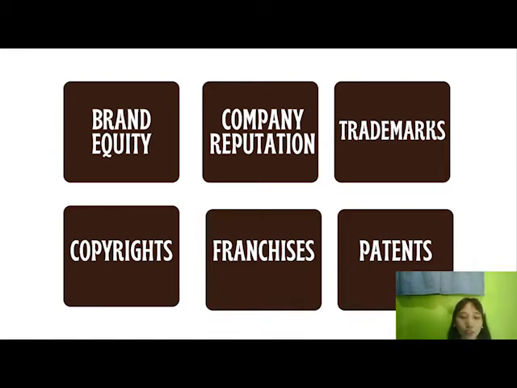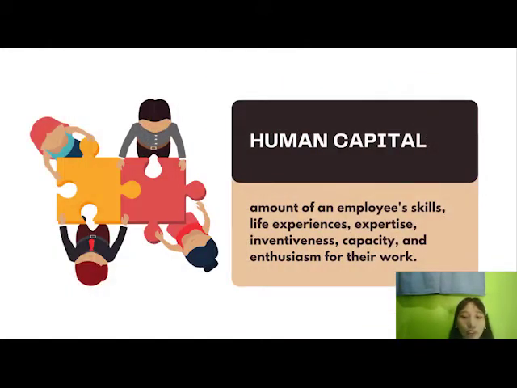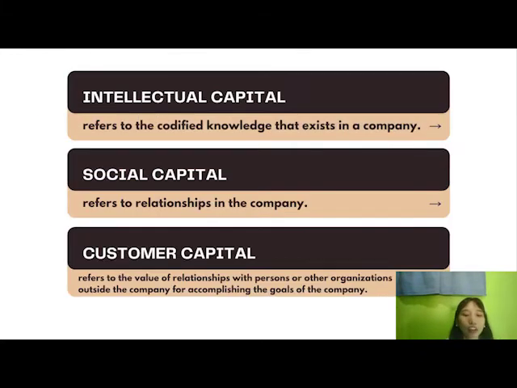When we say human capital, we're talking about the amount of an employee's skills, life experiences, expertise, inventiveness, capacity, and enthusiasm for their work. On the other hand, the intellectual capital is characterized as the value of a company's employee knowledge along with their skills and expertise. It also includes the informational resources of companies. By means of conducting training programs, a company can increase their intellectual capital. Although there is no standard method to measure it, it is an extremely valuable asset. Next, we have the social capital, which is also an important asset in a company.